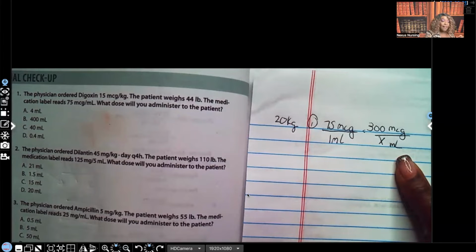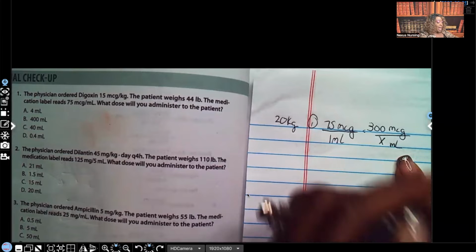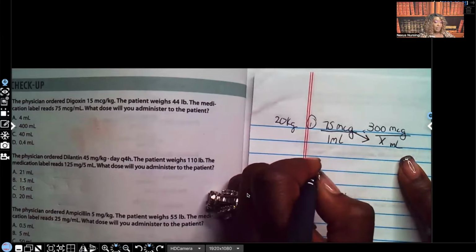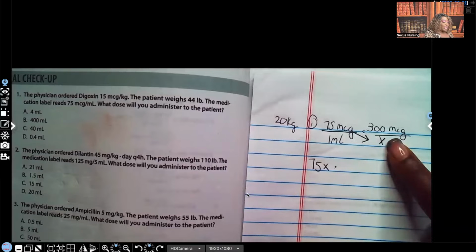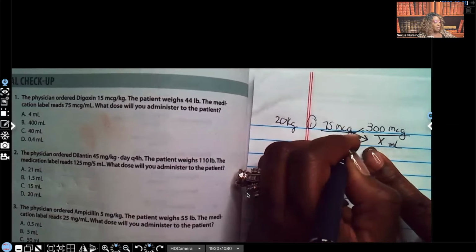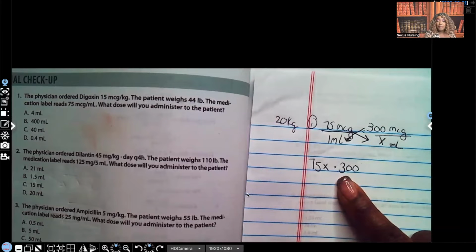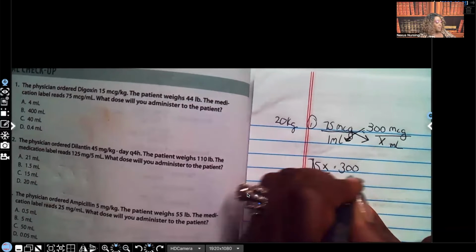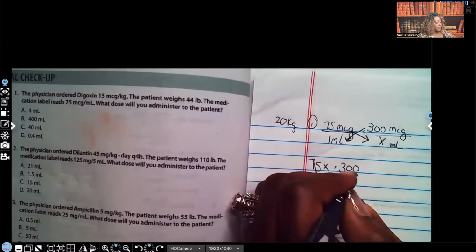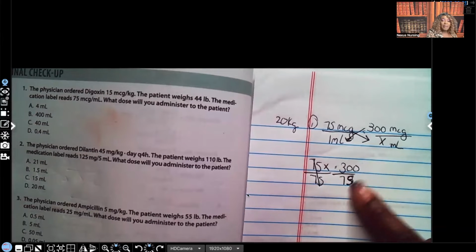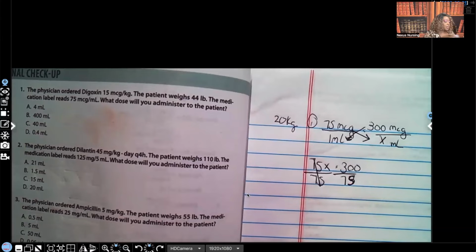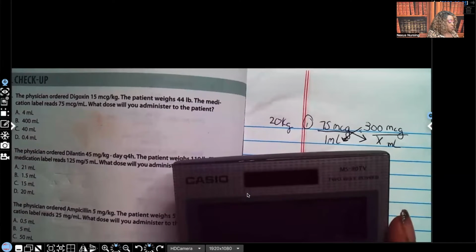What's the next step? After I've set up my equation, I'm going to cross multiply. 75 times X gives me 75X, and 300 times 1 gives me 300. Now I have 75X equals 300. I have to get X by itself, because that's what I'm solving for. How? Divide both sides by 75. How many times does 75 go into 300? Let me pull out my calculator. Four.